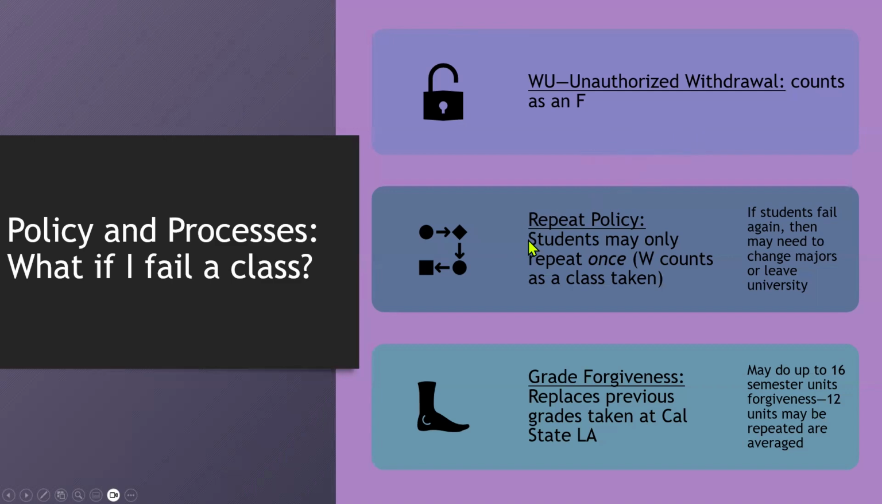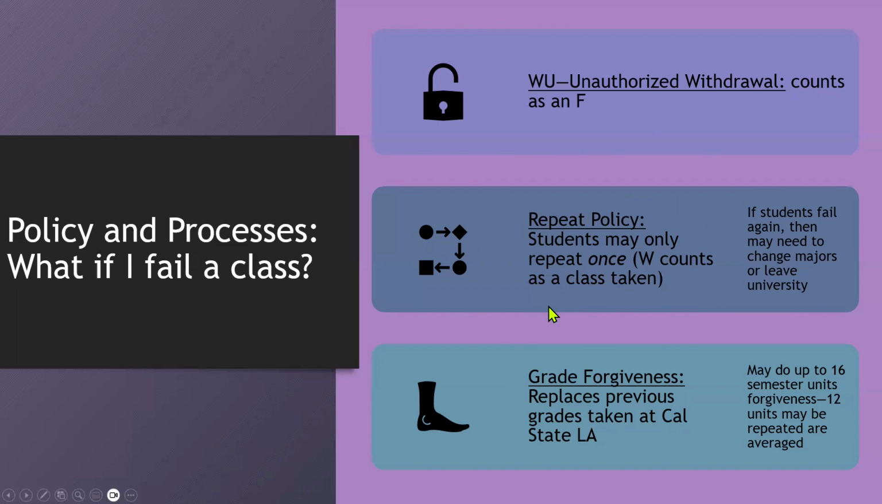We also have a very strict repeat policy. Students may only repeat a course once, and also a W counts as a course taken. So if you get a W, that counts as you having taken it once, so you can only repeat it one more time. If you fail again, it's going to cause some issues. You might have to change majors or leave the university because that's going to prevent you from finishing the curriculum.